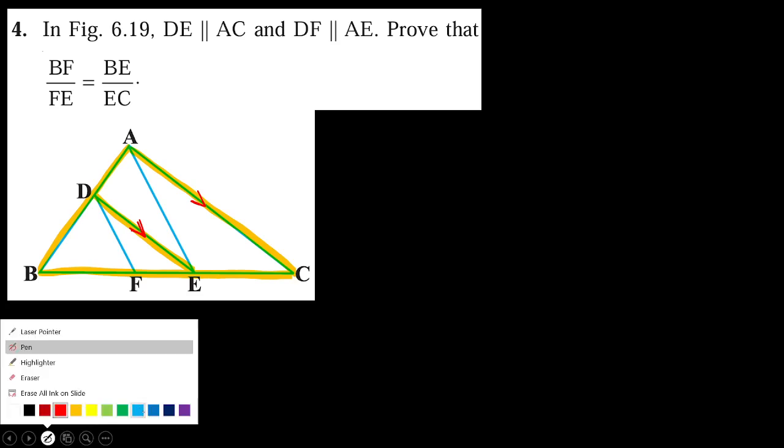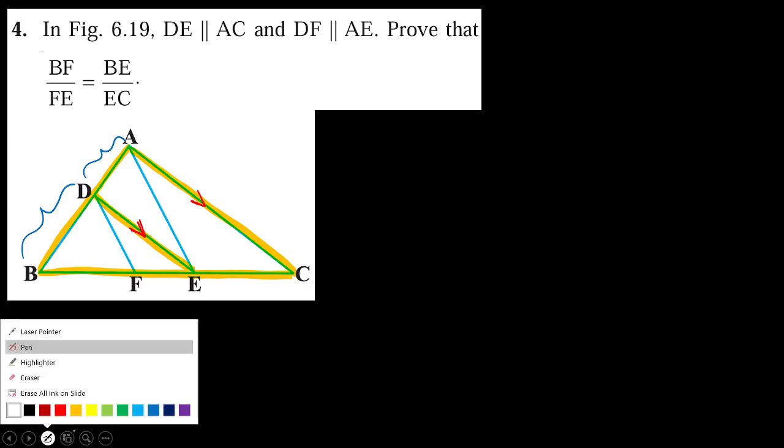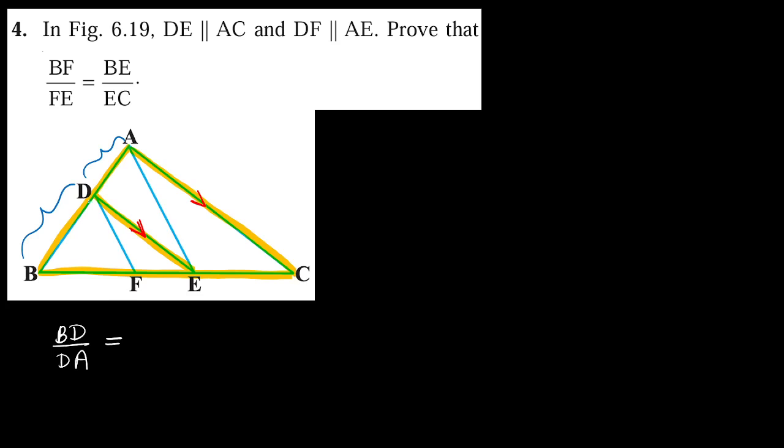Listen. BF by FE, don't worry. Left side ratio equals right side ratio, right? This one by this one is the left side ratio. The parallel line cuts, so I got DE. So the left side ratio will be BD by DA. Let me take the ratio in this way. Left side ratio equals right side ratio. The same pattern I am taking the ratio.